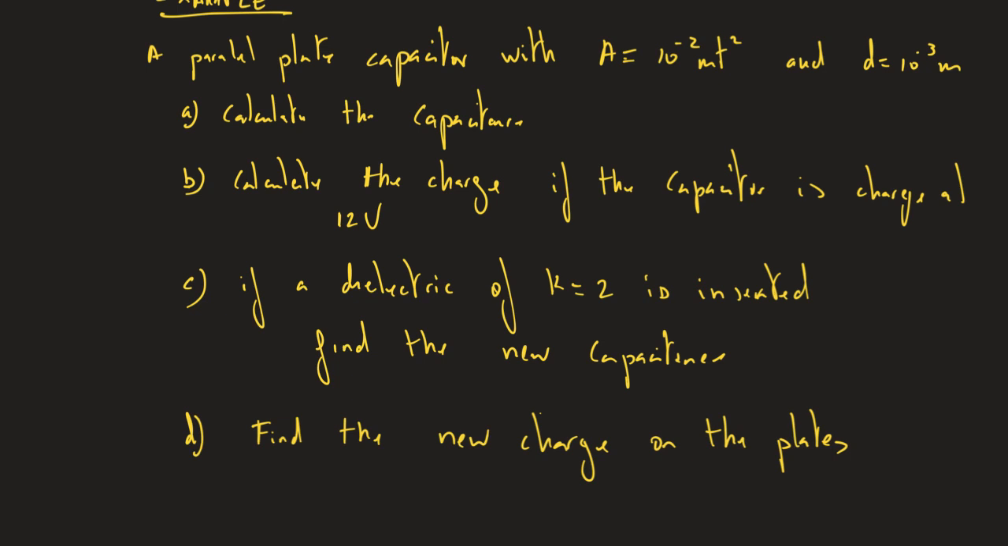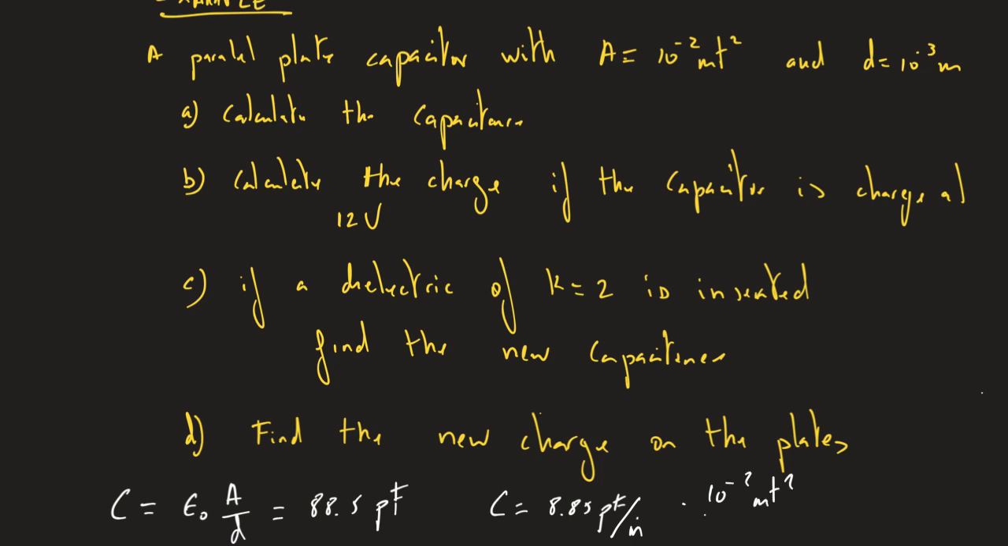Well, very easy. We have seen that the capacitance is C equals epsilon 0 A divided by D. If you plug in the numbers, C is 8.85 picofarad per meter, multiplied by the area, 10 to the minus 2 meters squared, divided by the distance, 10 to the minus 3 meters.